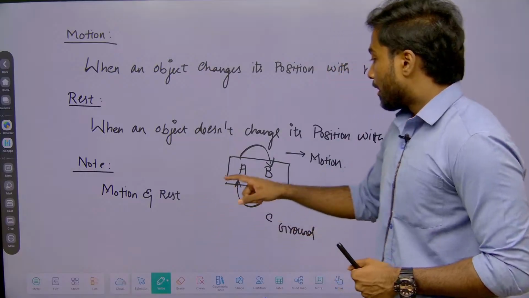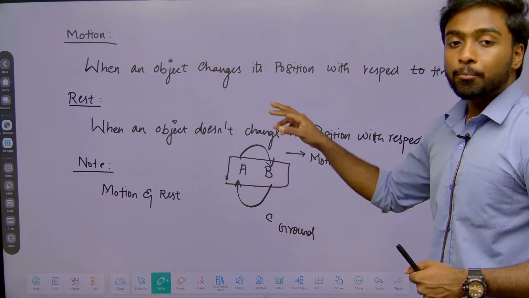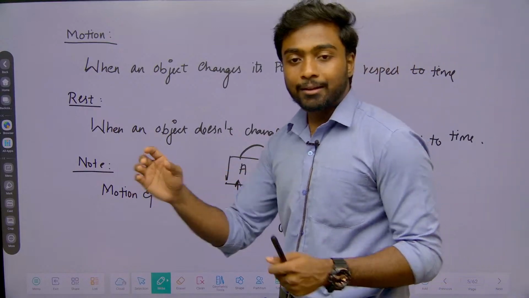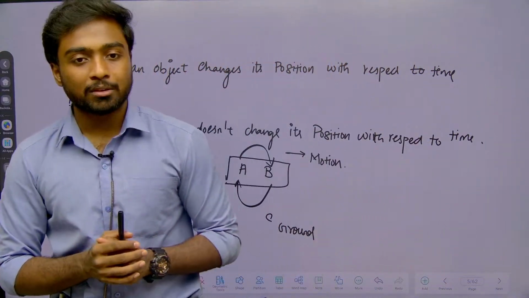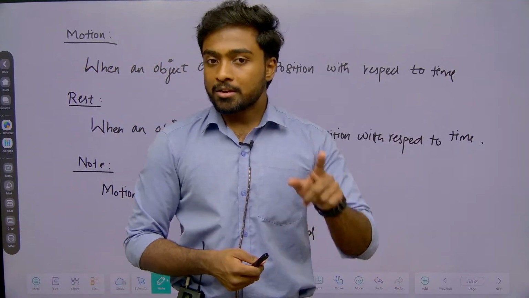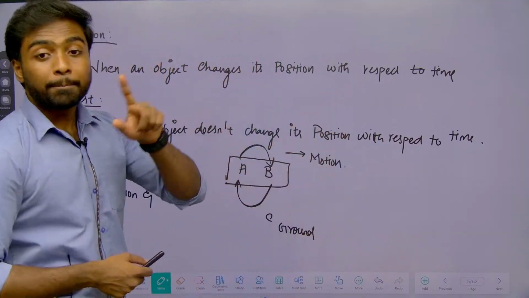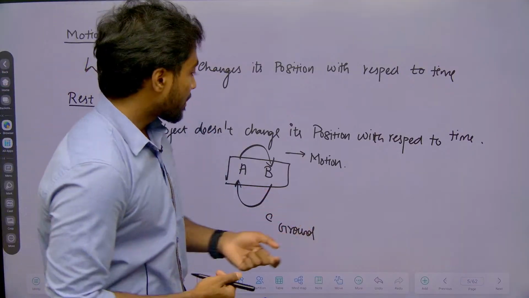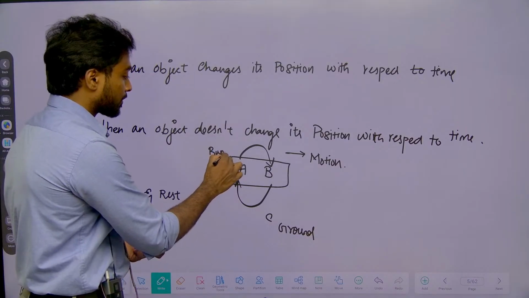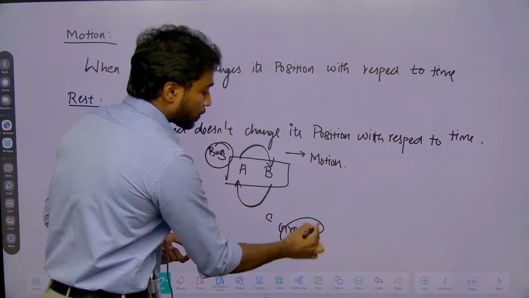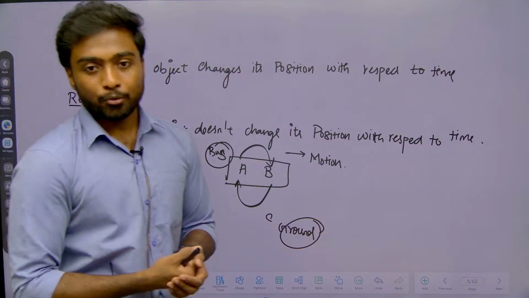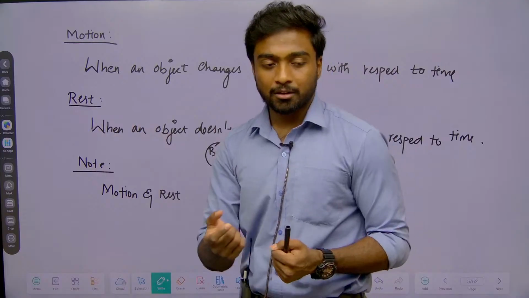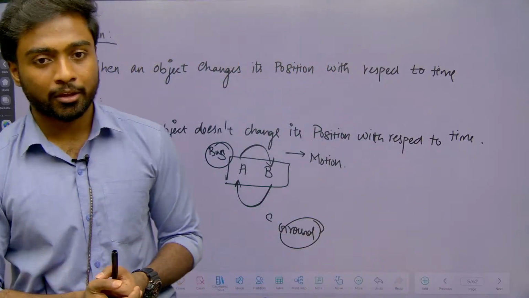But according to C, A and B are in motion because they are going in a moving bus and the bus is changing its position with respect to time. So here the reference frame plays an important role. Reference frame in the sense we are talking about the bus and the ground, with respect to other objects, with respect to other things we are talking here, right?